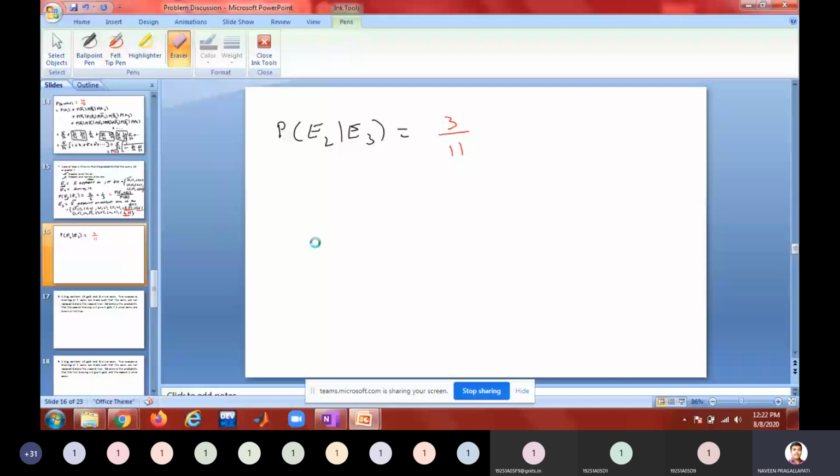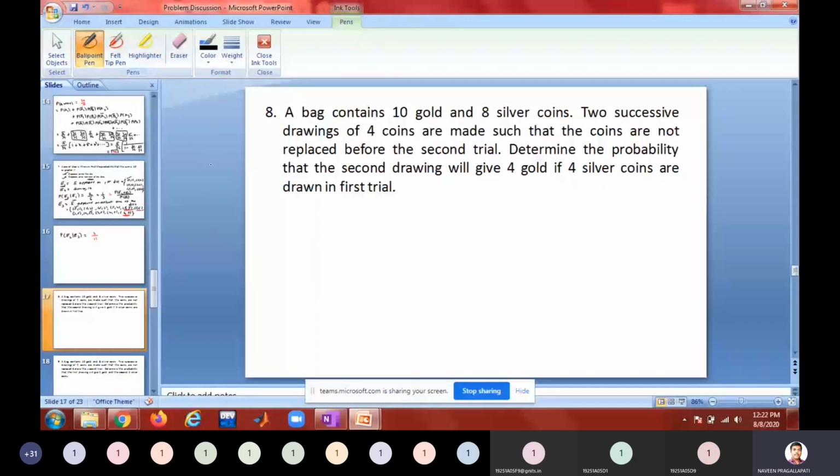Now all of you read this problem. A bag contains 10 gold and 8 silver coins. Two successive drawings of 4 coins are made such that the coins are not replaced before the second trial. Determine the probability that the second drawing will give 4 gold if 4 coins are drawn in the first trial. Okay, so just read it yourself.